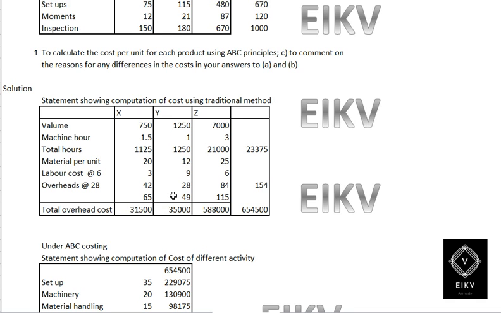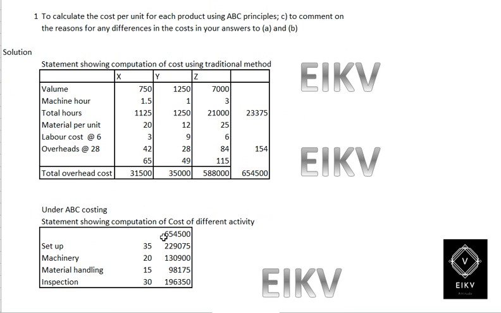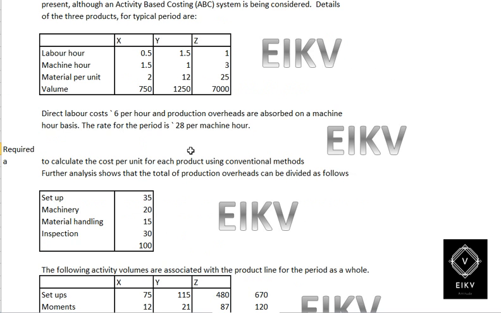Total cost will be 65 into 750, 49 multiplied by 1250, and the same way 115 multiplied by 7000. Therefore the total cost would be 6,54,500. The total cost is 6,54,500 as mentioned in the question.